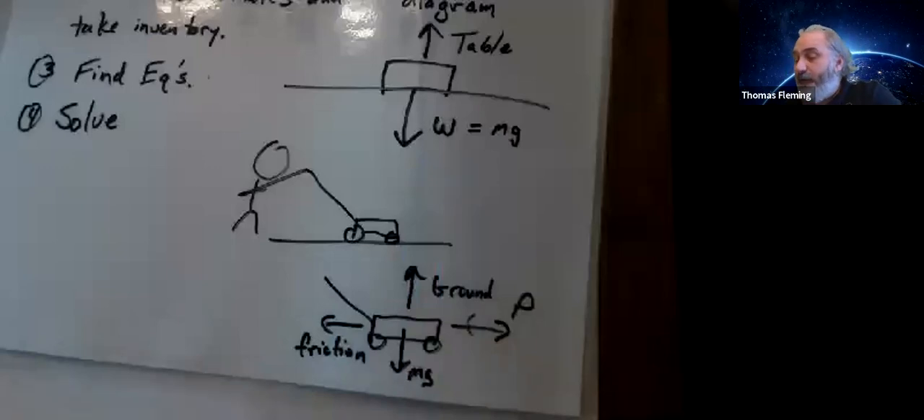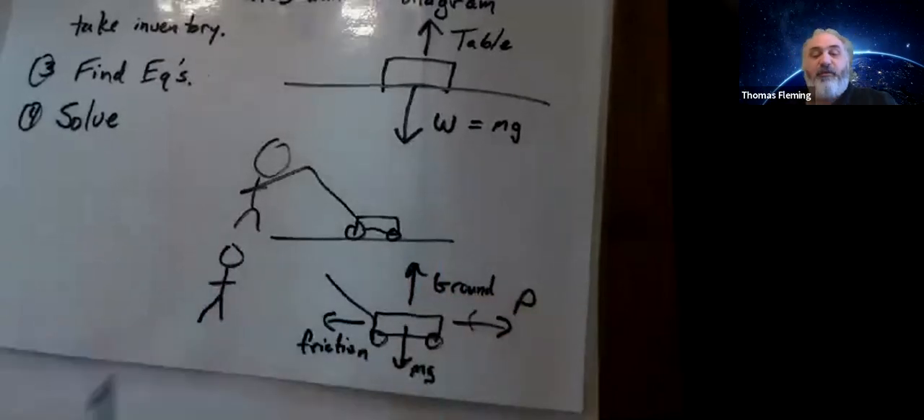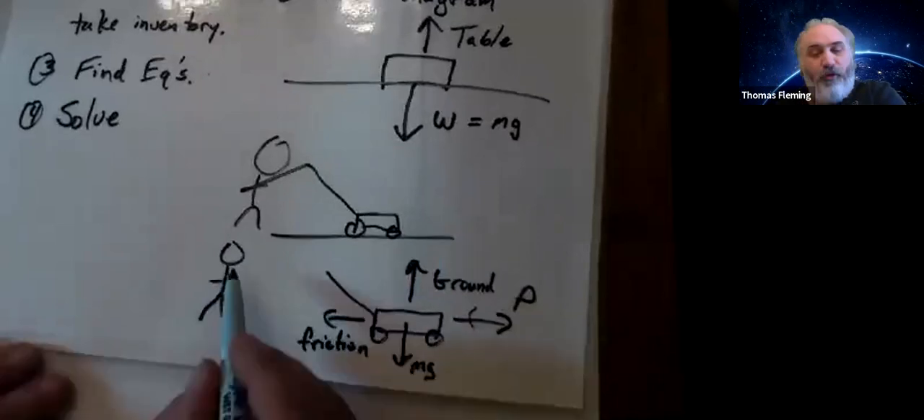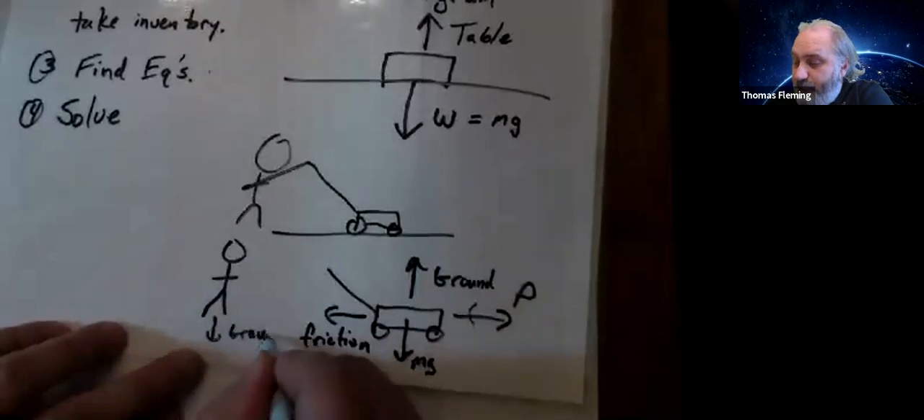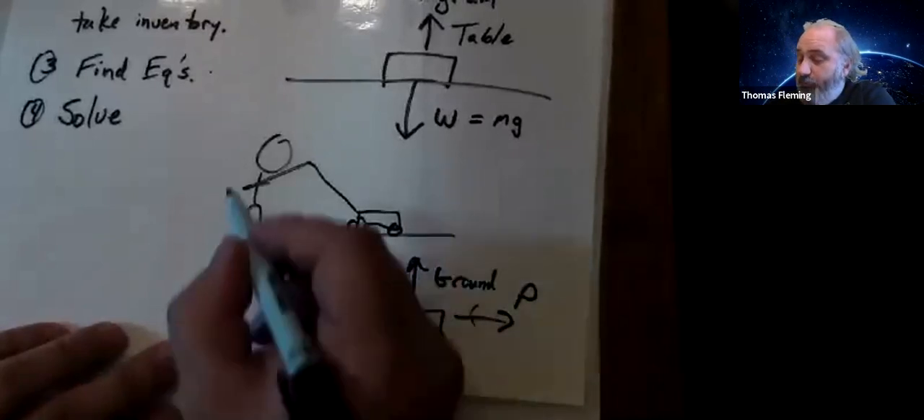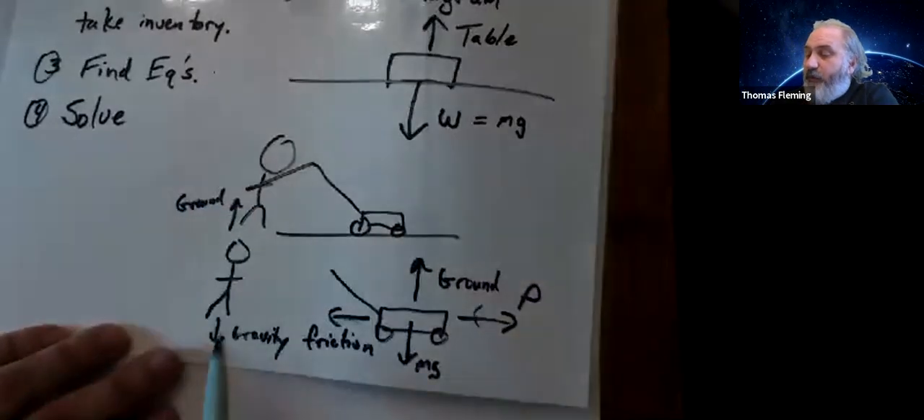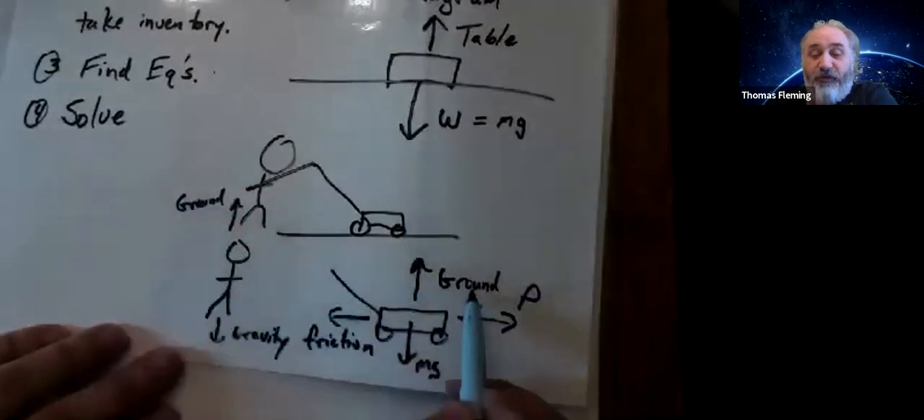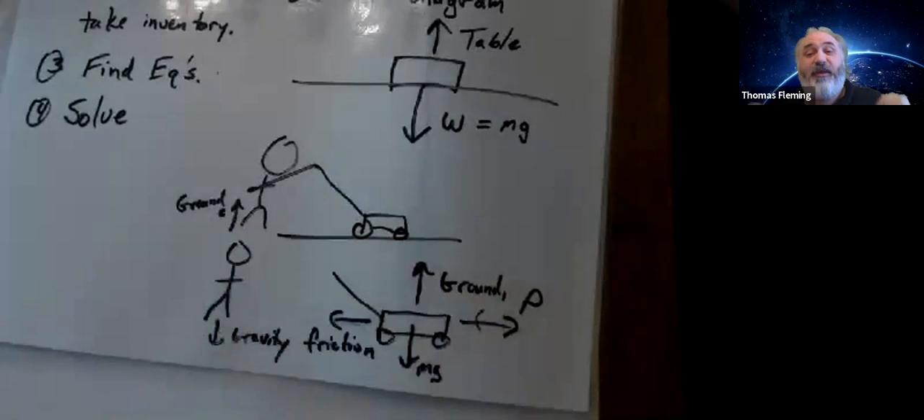But what about the guy? So off to the side, I might draw the guy separately and ask myself, what forces are being exerted on the guy? Well, gravity pulls the guy down, so there's gravity, pulling him downward. The ground is going to push him as well. Now, the ground is going to push him with a different amount of force than the ground pushes the lawnmower because this guy's probably heavier than the lawnmower. So maybe I'll call this ground 1 and this ground 2 because they don't have to be the same size force.